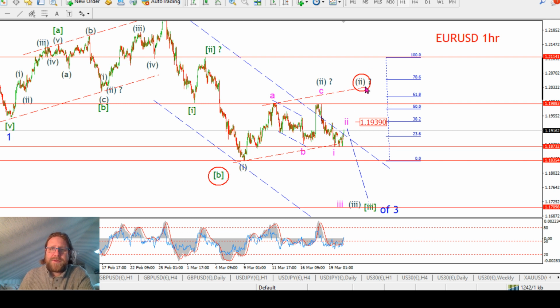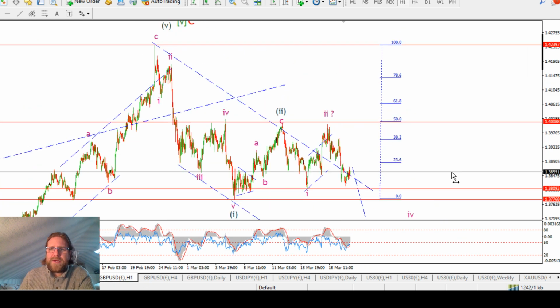The alternate count for wave 2 in grey is shown there. So we could have also wave A, large 3-wave sideways B wave, and then we head up in wave C up to fill that trend channel again, and then we head down wave 3. So we should know by today, by this evening, on tonight's update, whether that is the case or not. So let's watch for a break of that wave 1 low.